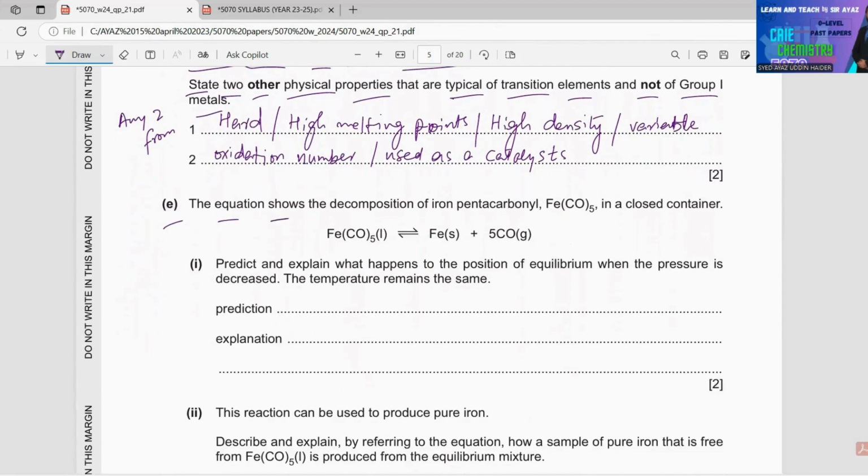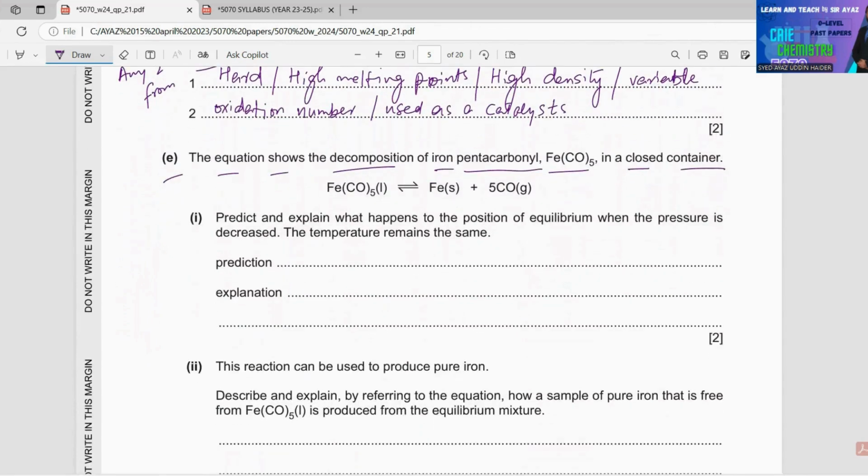Part E. The equation shows the decomposition of iron pentacarbonyl, Fe(CO)5, in a closed container. The reaction is Fe(CO)5(l) reversible sign Fe(s) plus 5CO(g). Number 1, predict and explain what happens to the position of equilibrium when the pressure is decreased. The temperature remains the same.